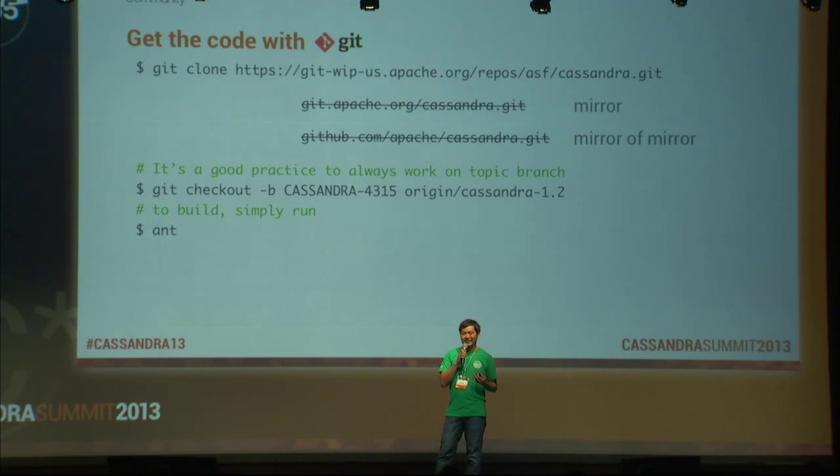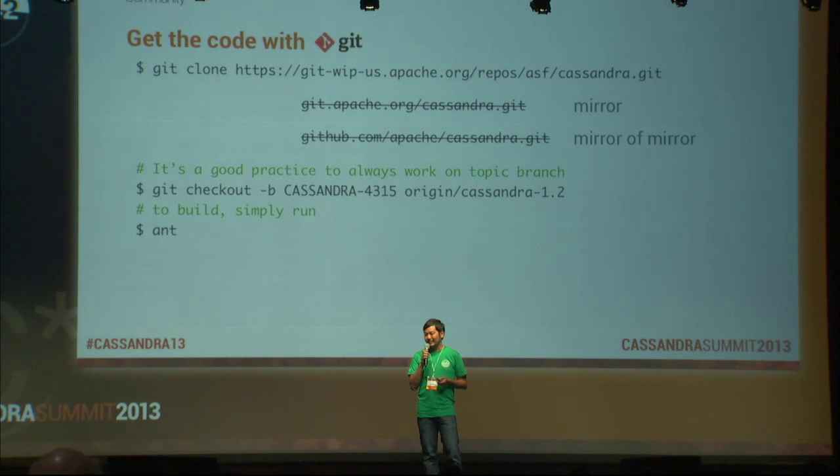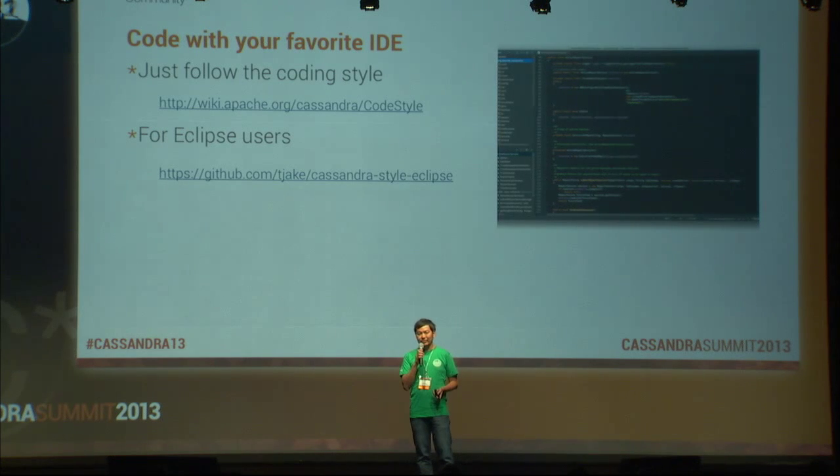So first thing, you have to get the code from Git. There are a couple of links that host the Cassandra source code, but the one above is the original one. So please make sure to get the code from here. And to build Cassandra, it's really easy. Just type ant from your terminal, and it does its job. And you can write your code with your favorite editor or IDE. Just follow the coding style posted on the Wiki.